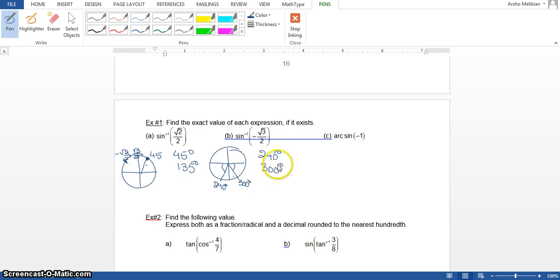These always have to be shown in terms of positive angles, or you can go either way. Either positive or negative. So it could also be negative 60.